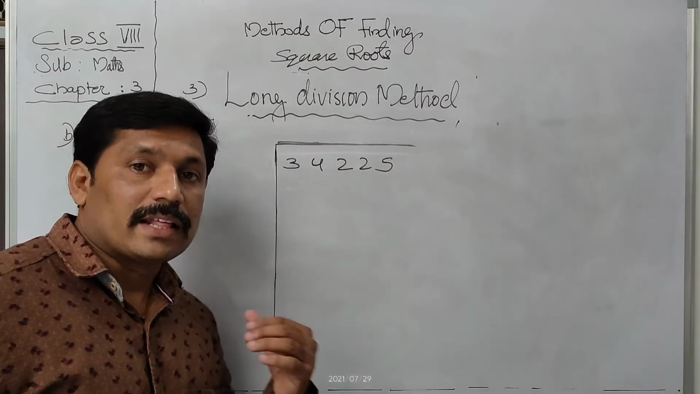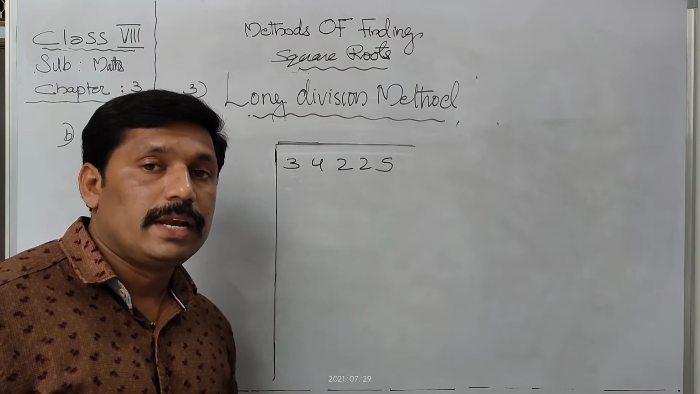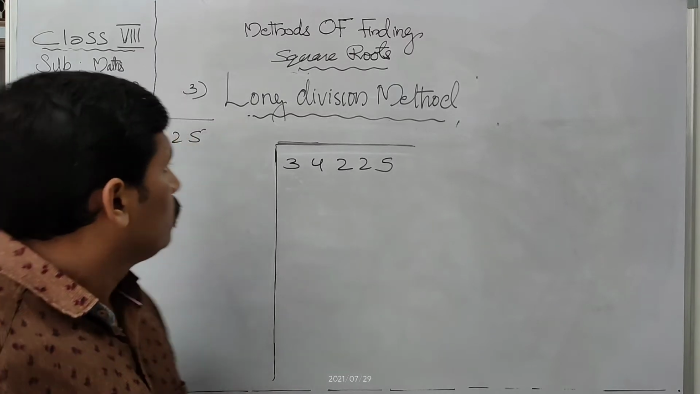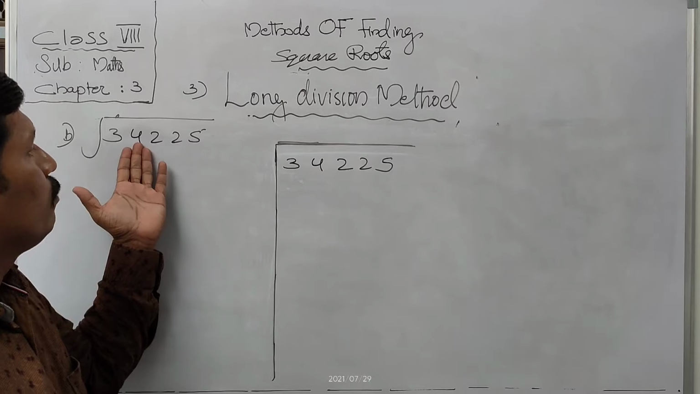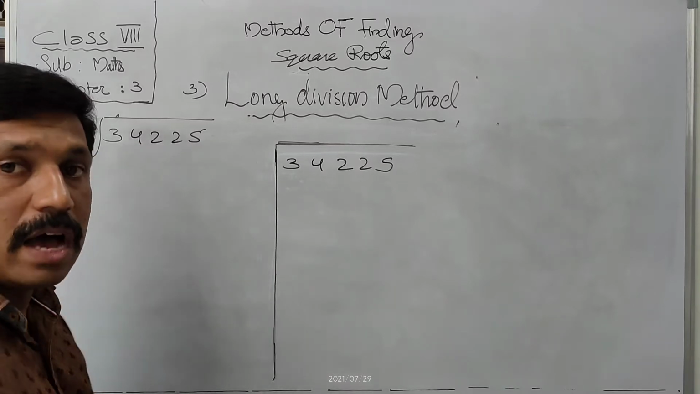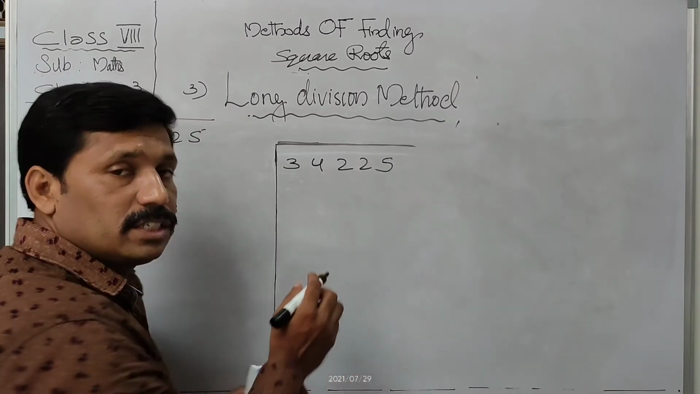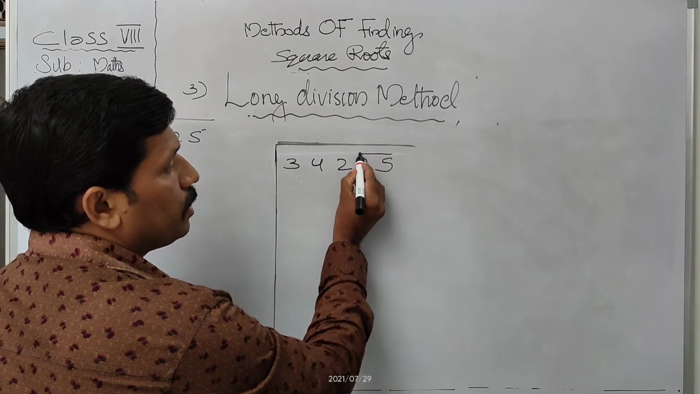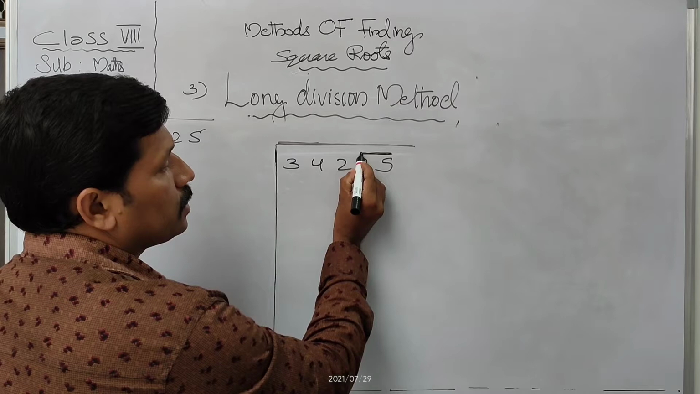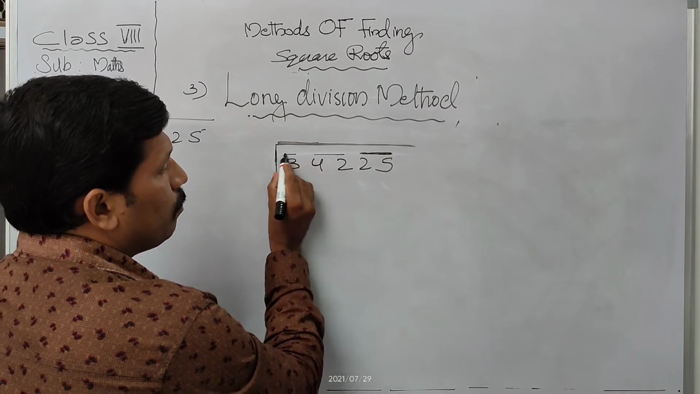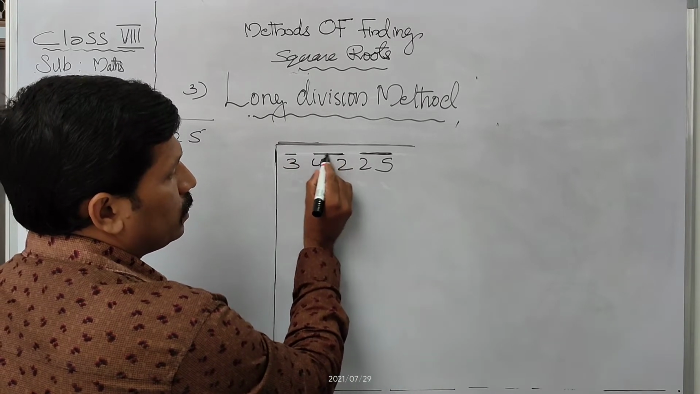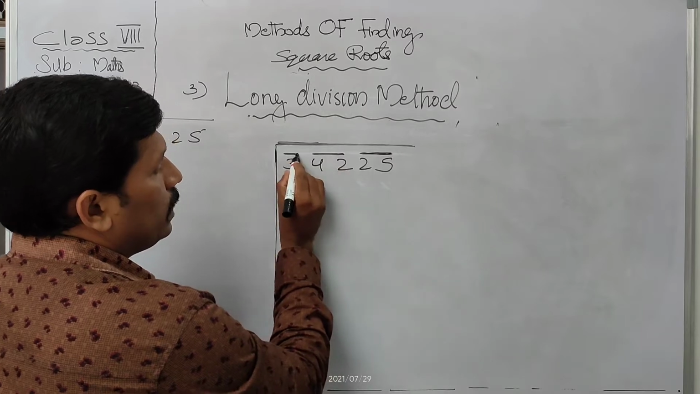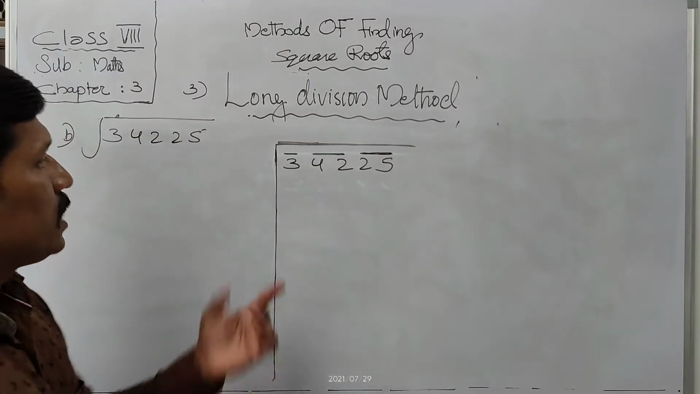Okay students, another question we are going to solve. So you listen carefully to each and every step. The question is the root of 34,225. So as I have explained, first step is that we group the number from right to left in such a way that each group carries two digits, and here one group has only one digit. This group has only one digit. Okay, no problem. We start.